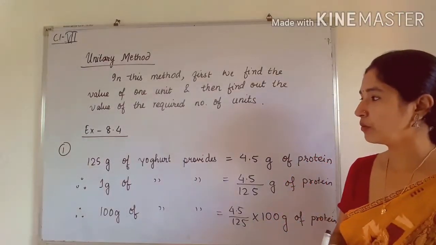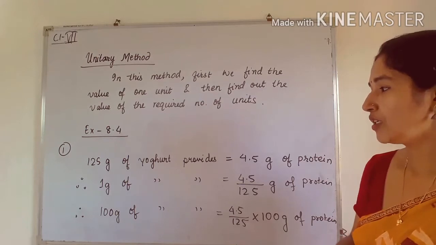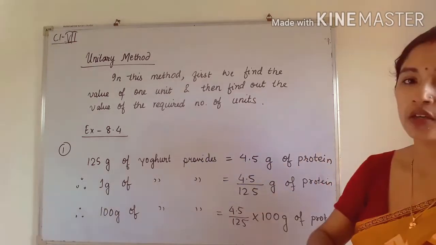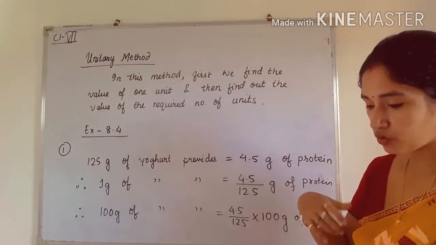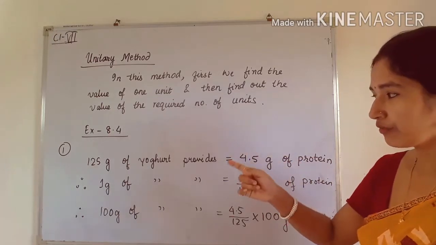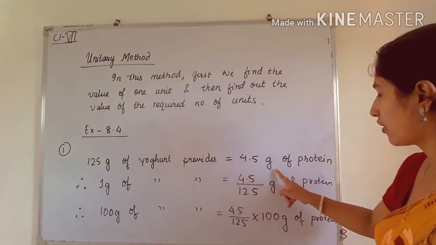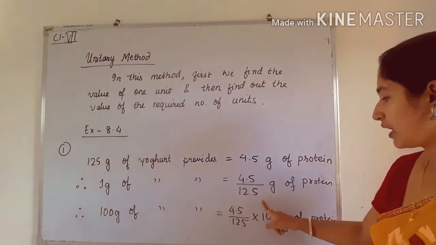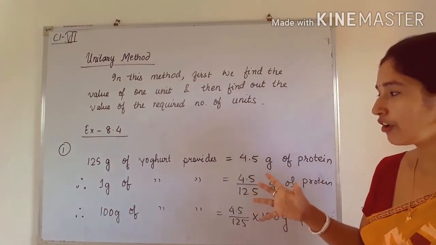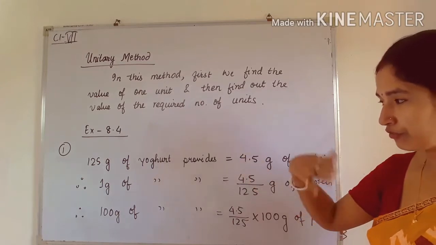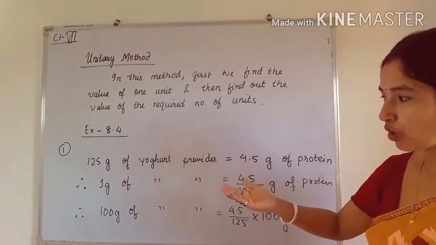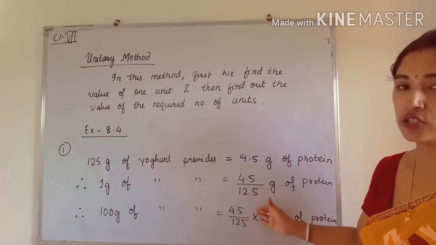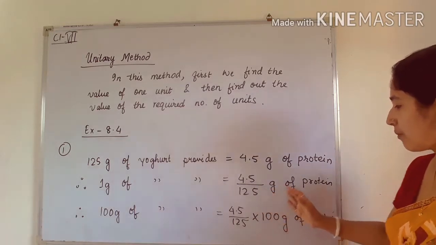So see the question number 1, exercise 8.4. It is given that 125 gram of yogurt provides 4.5 gram of protein. Yogurt, you know, it is a substance made from milk. Okay. So 125 gram of yogurt provides 4.5 gram of protein. That means 1 gram of yogurt provides 4.5 by 125, because if 125 gram provides this much protein, then if we want to find for 1 gram, it will be less. Okay. So how to find this one? By using division. Okay. So 4.5 divided by 125 gram of protein.